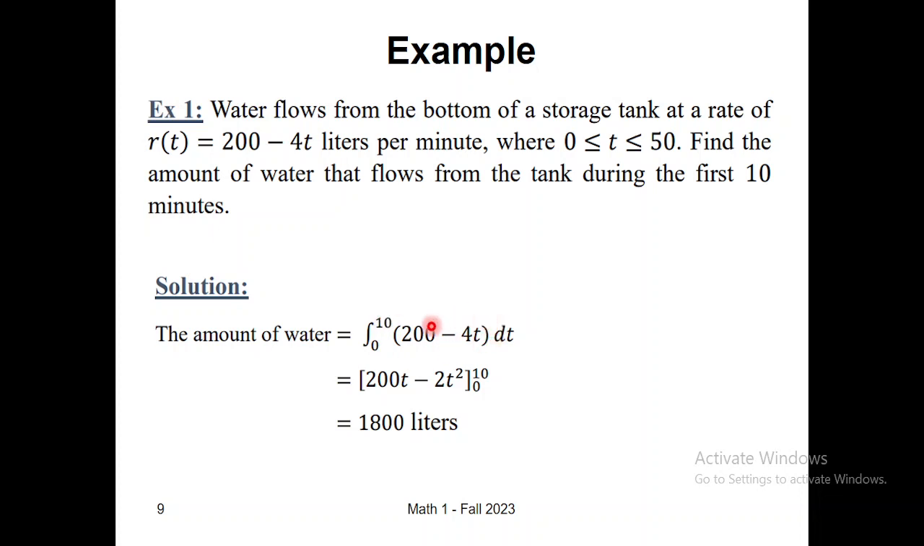How to find this integration? Simply by applying the fundamental theorem of calculus. We find first the indefinite integration of this function. The integration of this will be 200t. The integration of this will be t squared over 2.